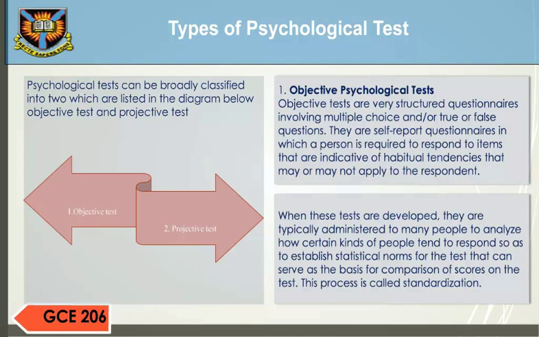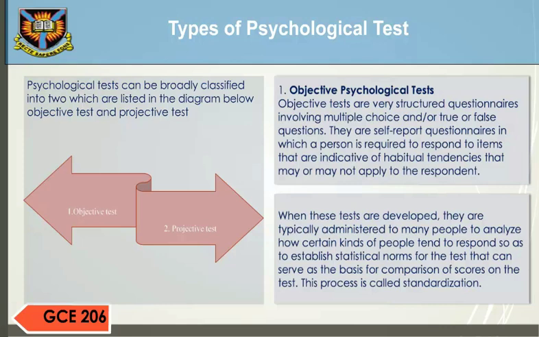Types of psychological tests. Psychological tests can be broadly classified into 2, which are listed in the diagram below. Objective test, projective test. 1. Objective psychological tests. Objective tests are very structured questionnaires involving multiple choice and or true or false questions. They are self-report questionnaires in which a person is required to respond to items that are indicative of habitual tendencies that may or may not apply to the respondent.